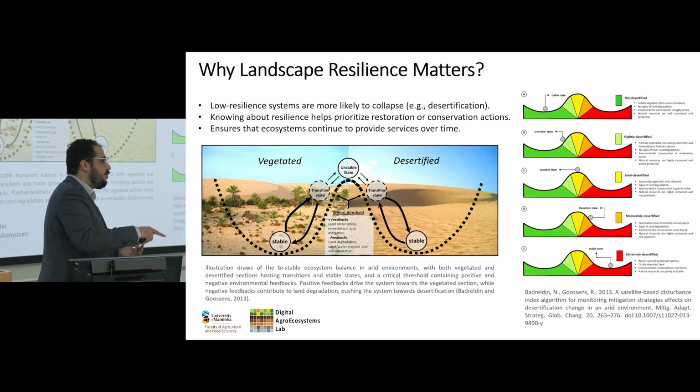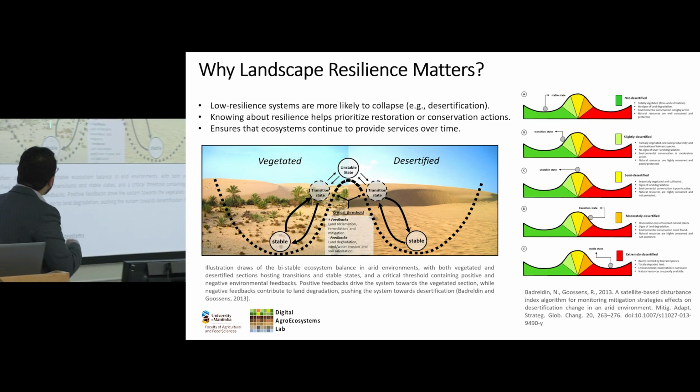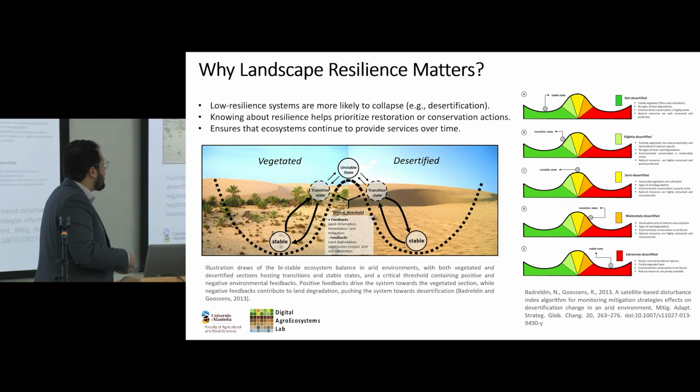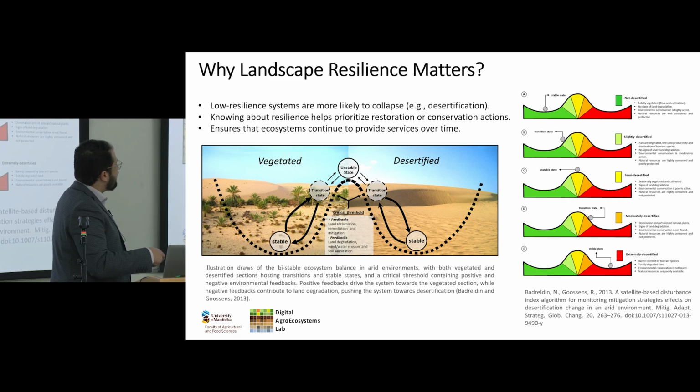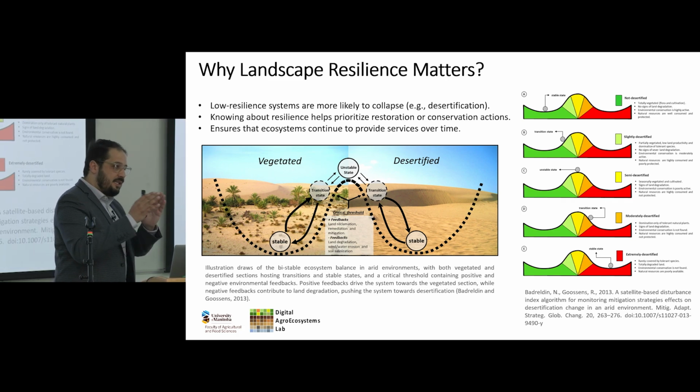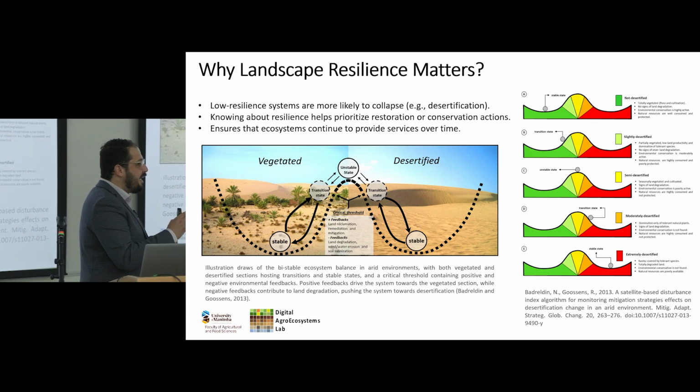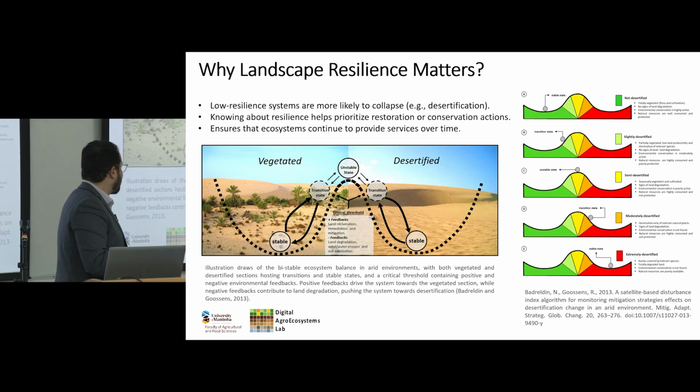And sometimes over the years, those ecosystems change. We call it a bistable ecosystem balance. There are two states we defined, the good one and the bad one. And here I'm really giving an abstract, okay?